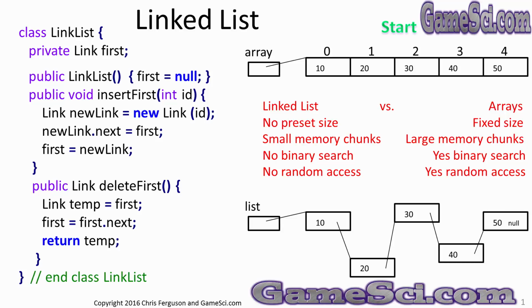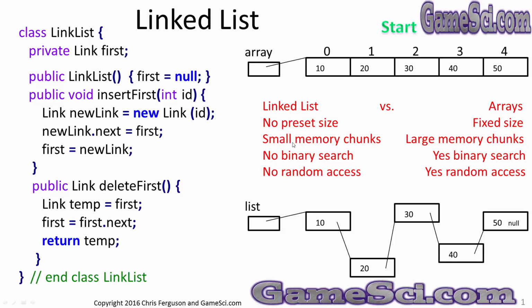First thing you should know about a linked list is there's no preset size. You don't declare it to be 5 or 10 or 100 links long. Like a physical chain, if you add more links to it, it gets bigger. If you remove links from it, it gets smaller. A linked list has no preset size, where an array has a fixed size. If I declare an array here of length 5, it's going to be 5. It won't get smaller, it won't get larger.